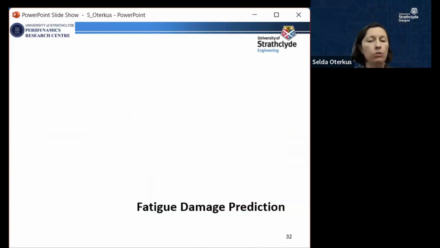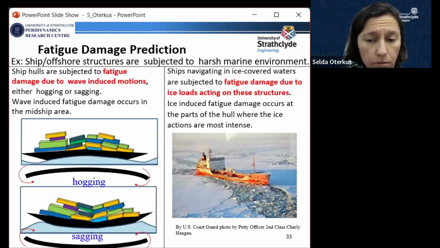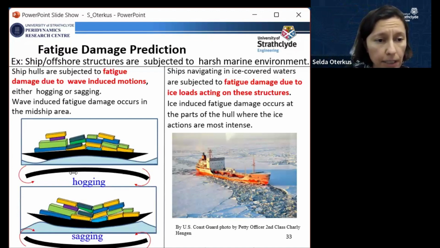Another mechanism that we need to consider for offshore and marine structures is fatigue, because our structures are subjected to various loading conditions. It can be cyclic loading as well. The load is repeated during the operation process, and severe damage can happen, which can also create major accidents. For example, ship structures are subjected to harsh marine environments, and due to repetition of loading caused by wind, waves, and currents, fatigue damage can occur in these structures.